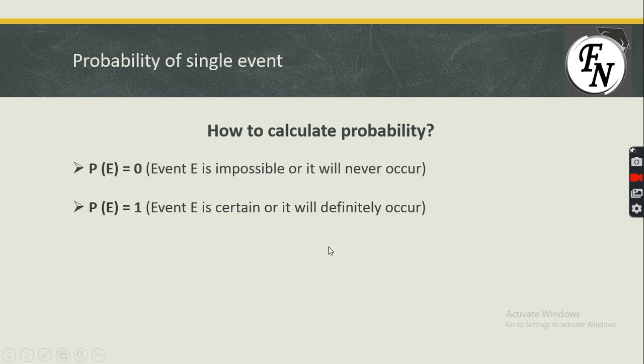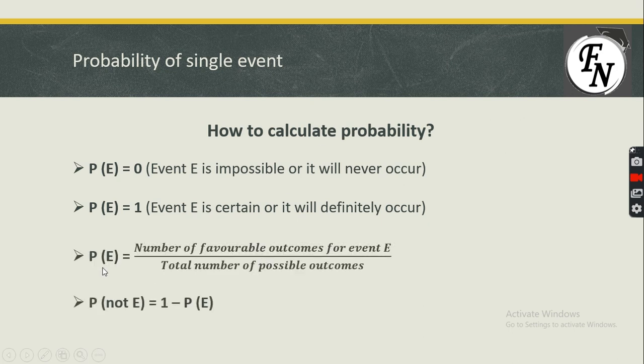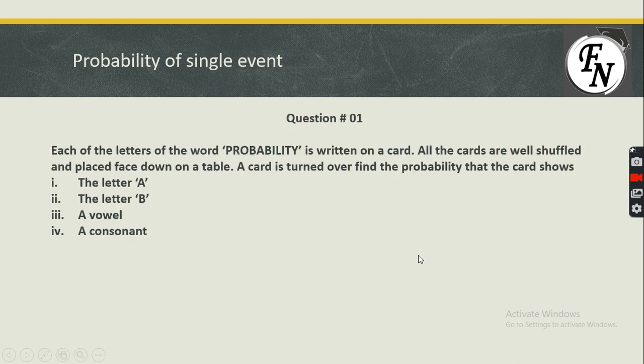And to find the probability, we use these two formulas: the probability of any event is the number of favorable outcomes for the event over the total number of possible outcomes. This was discussed and used in the previous videos as well, but I will be discussing it here with the questions. And this other one is for the probability of an event not happening. So let's proceed with the questions.